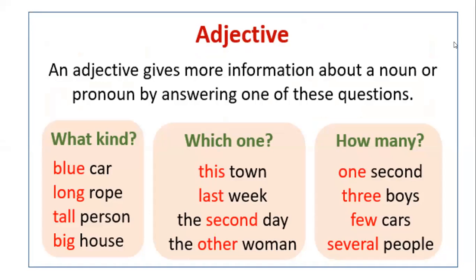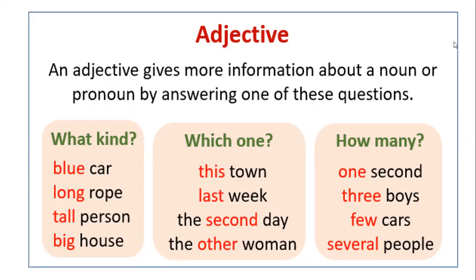you can have adjectives that describe or give more information, as I said before, about a noun or a pronoun by answering one of these questions. What kind? Remember that all colors are adjectives. For example, when I say what kind, we can say blue car, long robe, tall person, big house. So all the words in red, like blue, long, tall, and big, are adjectives because they describe what kind of thing we are talking about.